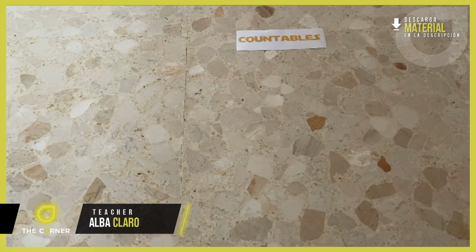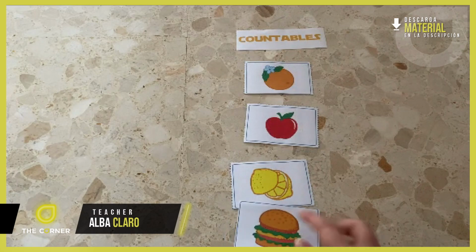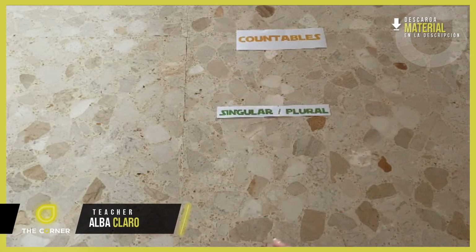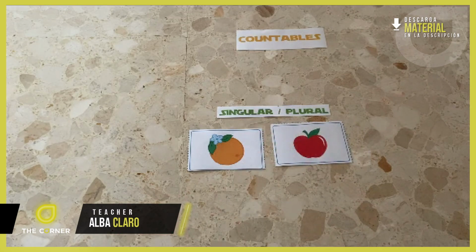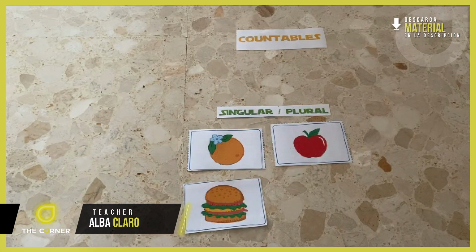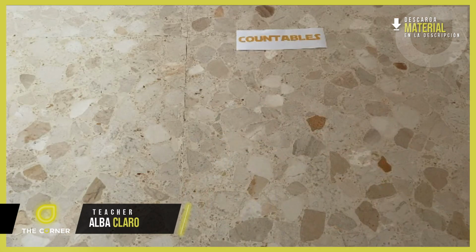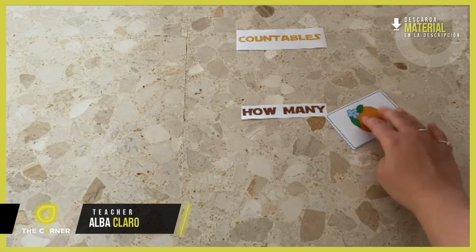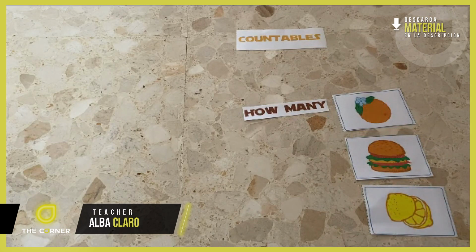A countable noun can be, for example, an orange, an apple, a lemon, or a hamburger. They all have singular and plural forms. So we've got an orange or oranges, an apple or apples, a hamburger or hamburgers, and a lemon or lemons. We use how many to ask about countable nouns. For example, how many oranges are there? How many hamburgers are there? How many lemons are there? These questions can be answered by a number.